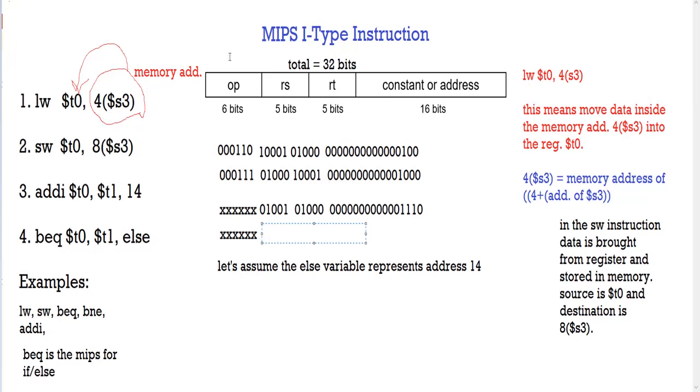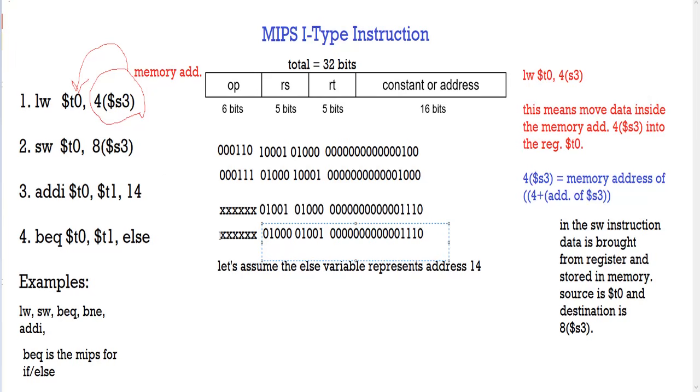So the value for T0 is going to be represented first, and that is 01001, and then T1, which means 9. So 0, wait, this is 0, so 01001. And finally, since the else variable here is representing address number 14, we're going to have to represent 14 here: 1 1 1 0. And there you have it.